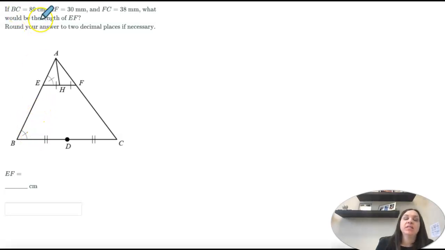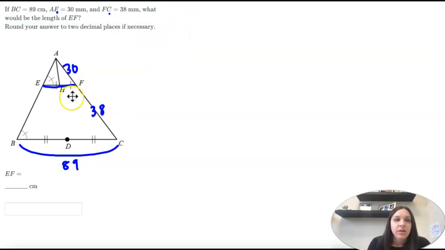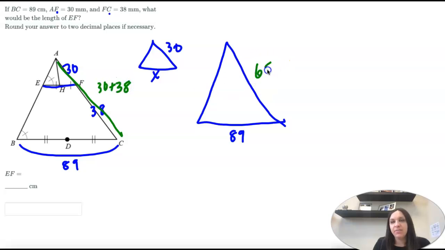Alright, B to C, all the way across, is 89. A to F is 30, F to C is 38, that is not to scale. What would the length of E to F be? This length. Alright, so what do we have? We have a little triangle where we know this side is 30 and we're trying to find the bottom. And then we have the big triangle where the bottom's 89. And this side, I'm going to add those together. 30 plus 38 is 68.